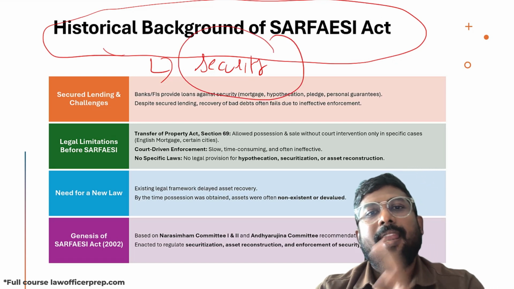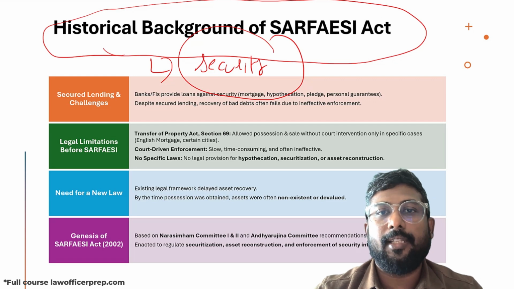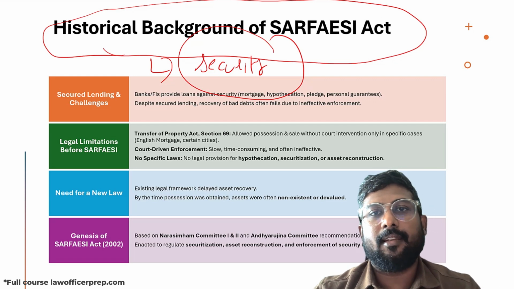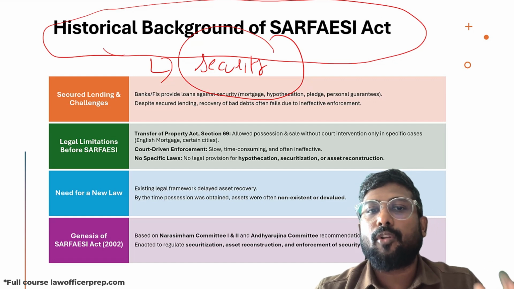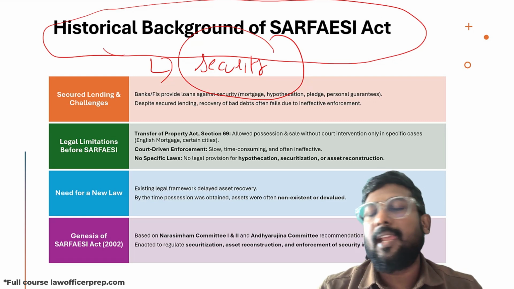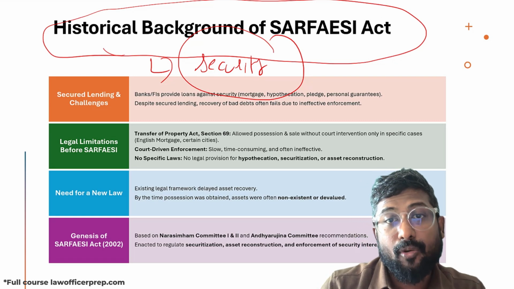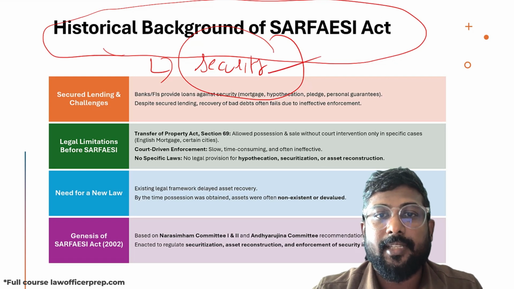What is the security? Like I said, security or collateral is provided for loans. When a lender, like a bank, provides a loan, the borrower provides collateral, be it a house, land, or anything else, as security. Now, in case the borrower defaults, that means the borrower doesn't pay the loan, then the bank can sell this security.